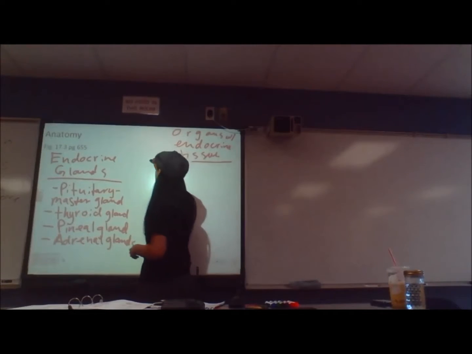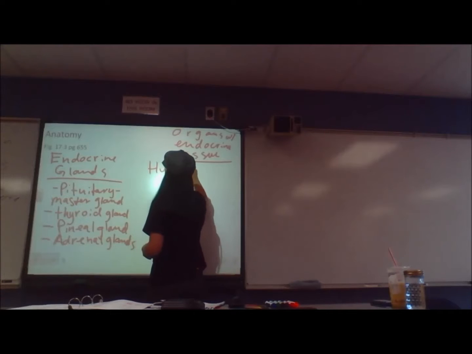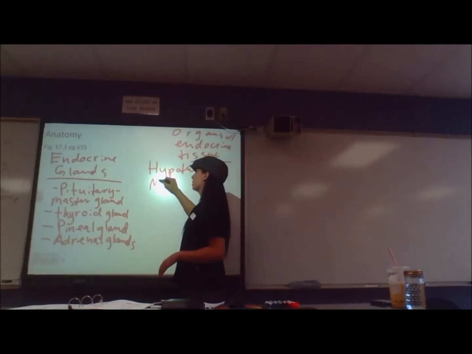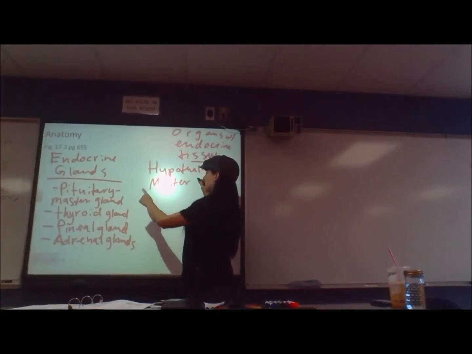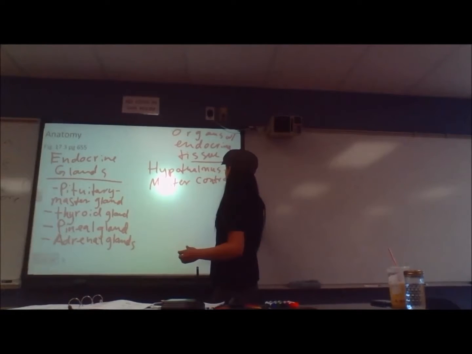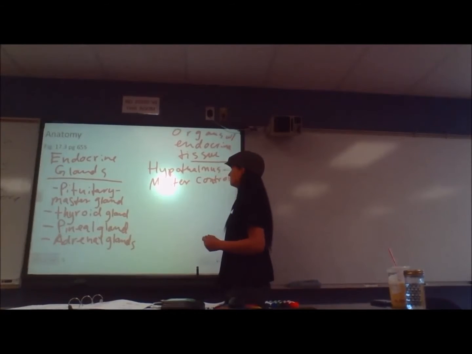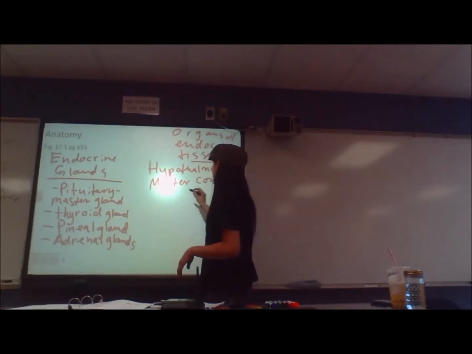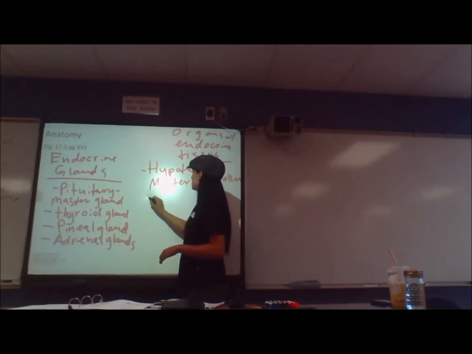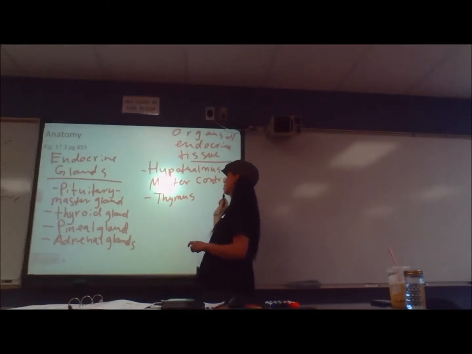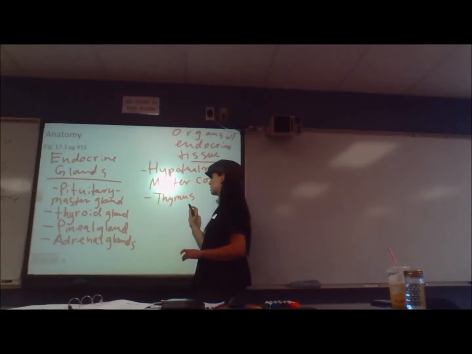So the first up in the head is the hypothalamus. And the hypothalamus is the master controller of the endocrine system. It's not the master gland because it's not just a gland, but it is the master controller. Then next we have the thymus that releases a hormone that will help with T-cell maturation. So the thymus is an organ that has some endocrine function.